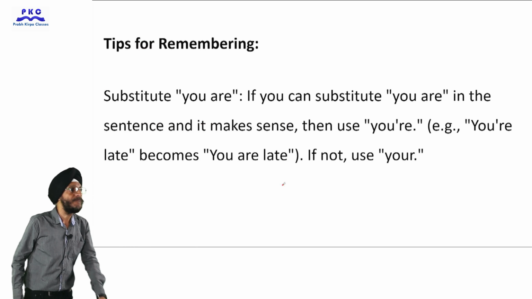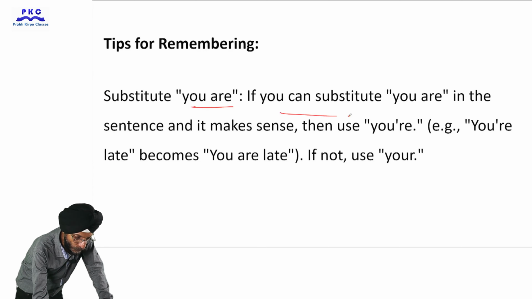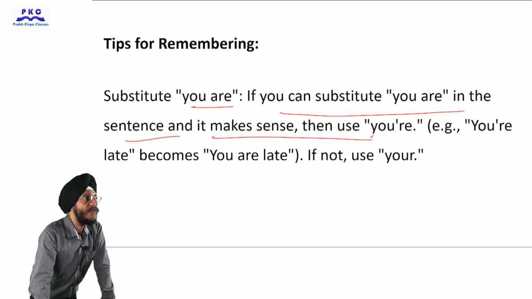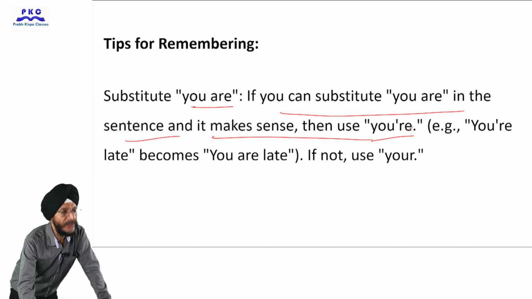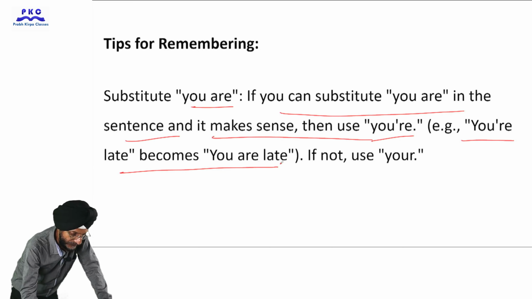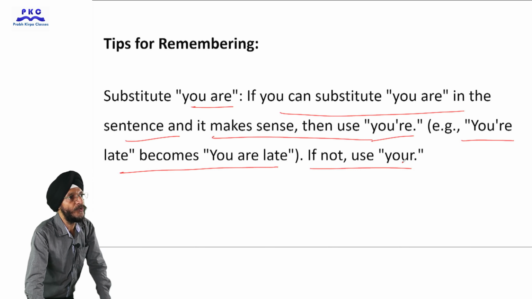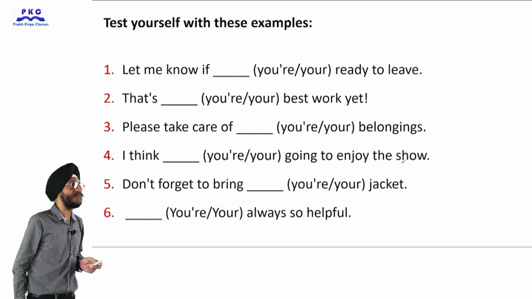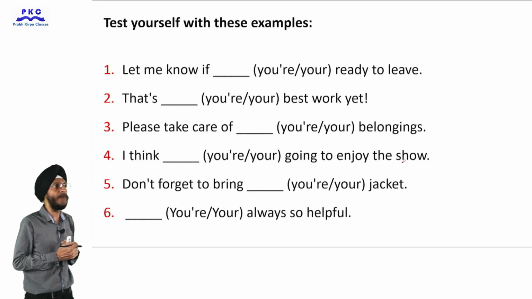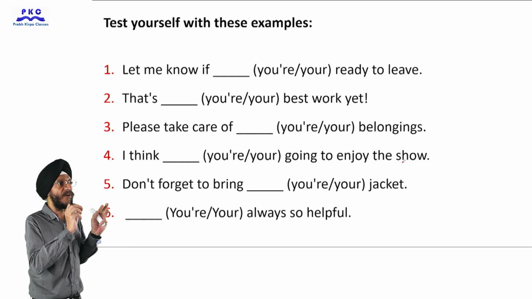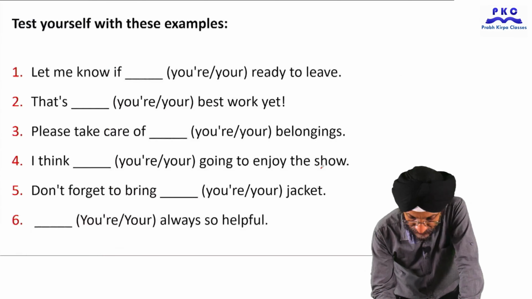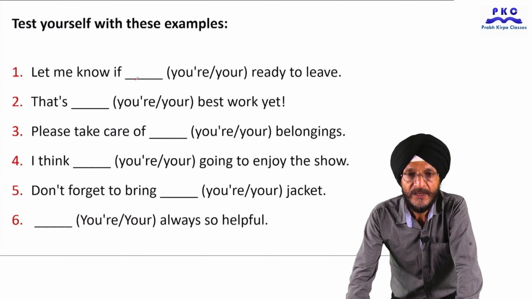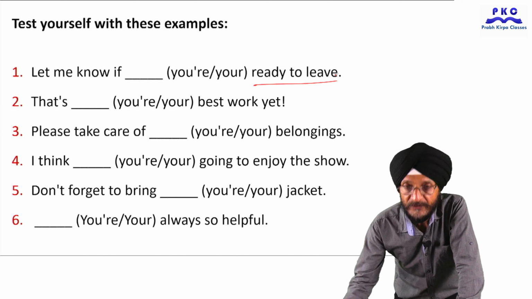Tips for remembering: substitute you are. If you can substitute you are in the sentence and it makes sense, then you can use you're. For example, "you're late" becomes "you are late." If not, then we should use the word your. Now we will understand with the help of examples where to use the word your and where to use the contraction form you're.